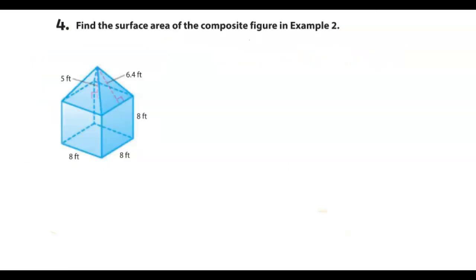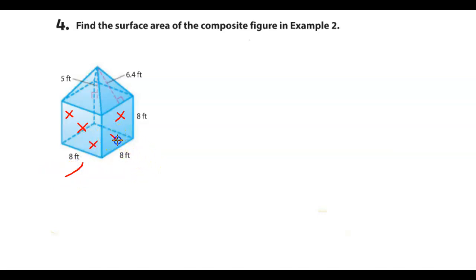Okay, number 4, find the surface area of the composite figure in example number 2. So this is what it looks like in example number 2. We're going to go ahead and find the surface area, kind of like wrapping this thing up. We're going to find the area of this side here, you guys, and you can just see that that's 8 times 8, right? We're also going to find the area of the front, which is 8 times 8. We're going to find the area of the back, which is 8 times 8. We're going to find the area of the left side, which is 8 times 8. And we're also going to find the area of the bottom, which is 8 times 8.